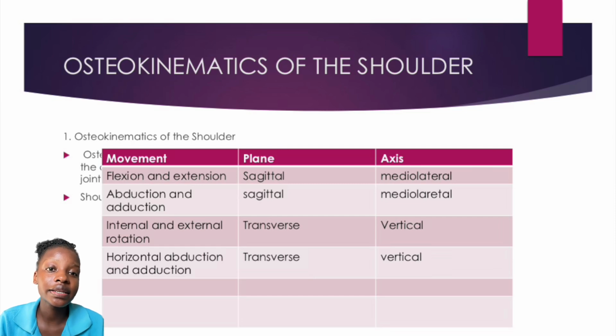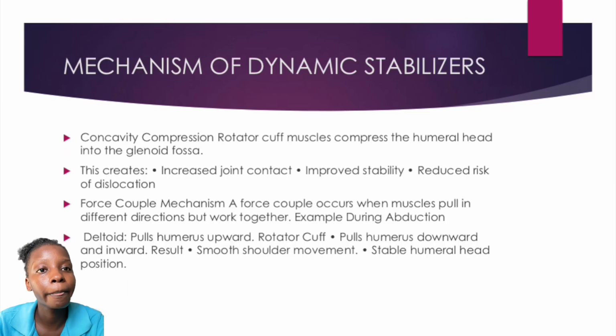Internal and external rotation both move on the transverse plane with a vertical axis. And horizontal abduction and adduction, the plane is transverse and the axis is vertical.